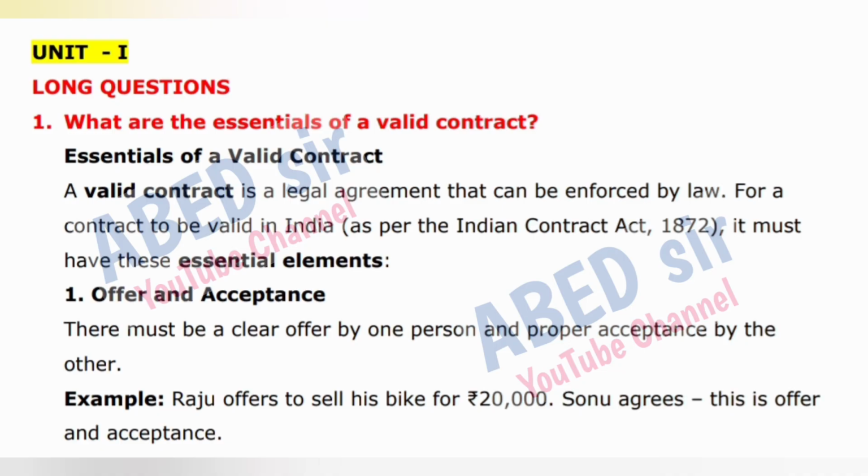For a contract to be valid in India, as per the Indian Contract Act 1872, it must have these essential elements. 1. Offer and acceptance. There must be a clear offer by one person and proper acceptance by the other. Example: Raju offers to sell his bike for 20,000 rupees. Sonu agrees. This is offer and acceptance.